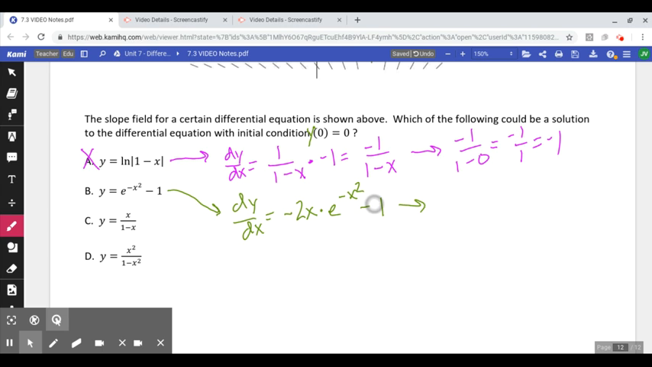The derivative of negative 1 is 0, so we'll just erase that. And we'll check what happens when x is 0 here. So we're going to have negative 2 times 0 times e to the negative 0 squared, which happens to be 0 times 1. So we've got 0 times 1 here, which happens to be 0. So the slope is definitely not 0 up there. So we're going to get that off the list.